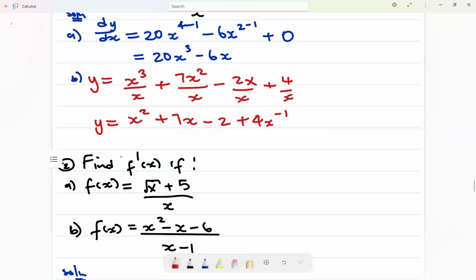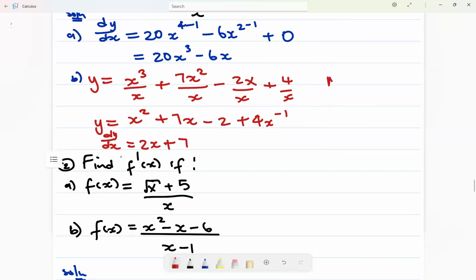I'm in a position of saying, okay, what is dy divided by dx? Remember, I multiply this one to the front. It's going to be 2x. Then I subtract 1. It is like this. Plus 7x. It is 1, 1 multiplied by this one. It is just 7.